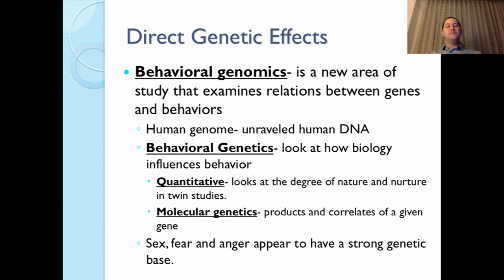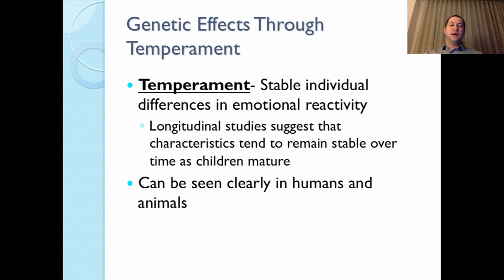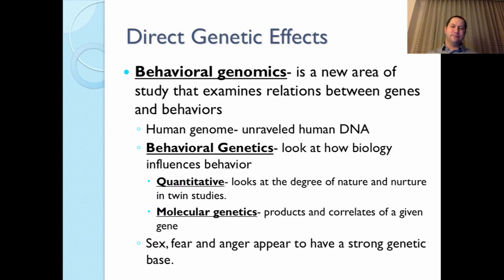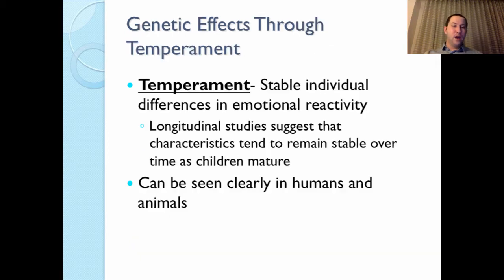All right, now, core functions like sex, fear, and anger have a very strong genetic base. Actually, I'm going to go back a second. And psychological disorders like bipolar, antisocial personality disorder, schizophrenia, these also have strong genetic bases. So behavioral genetics we look at typically. All right. Now, temperament. So what is temperament?